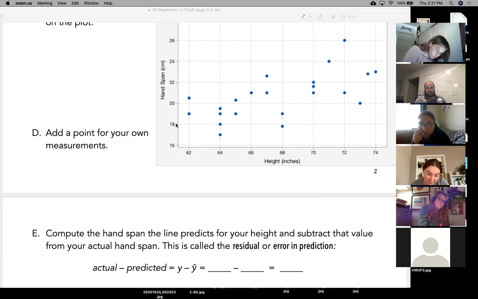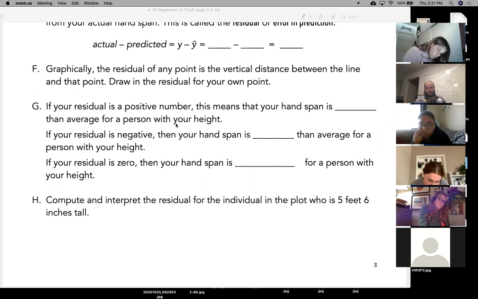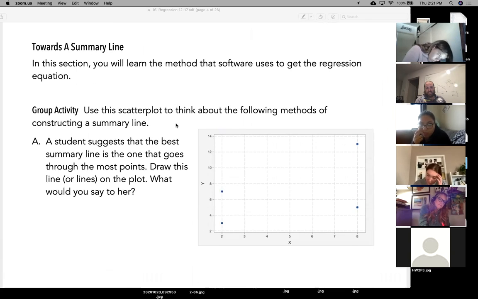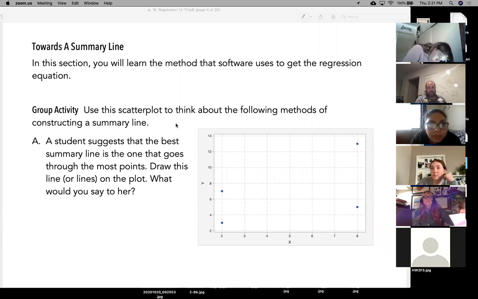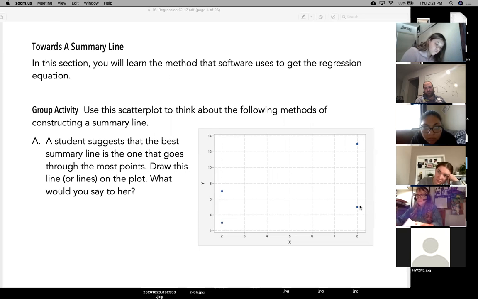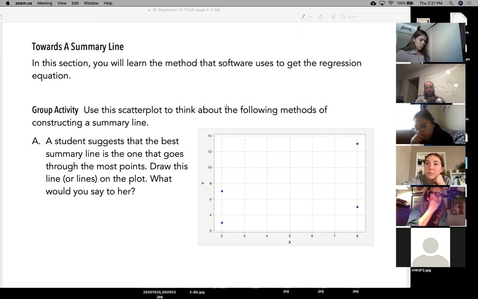So what we're going to do is now start working towards finding the best fit line. So here we have a situation of 4 data points. We have (2, 3), (2, 7), (8, 5), and (8, 13). A student suggests that the best summary line is the one that goes through the most points. Does that seem reasonable? That the best line is the one that goes through the most points?